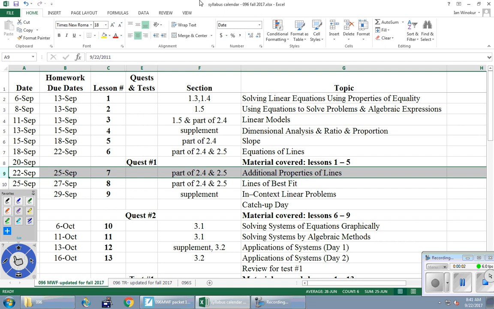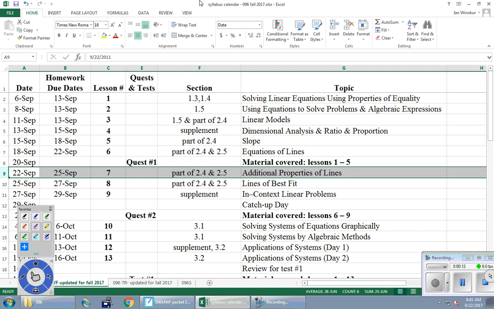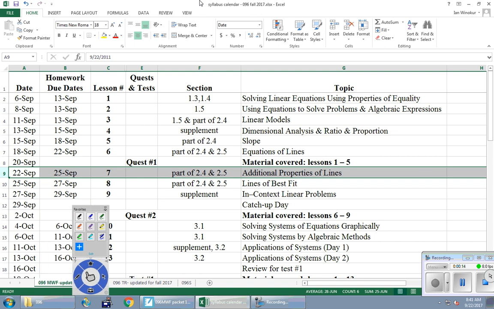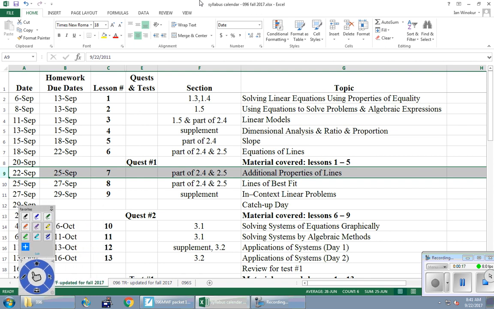So today is Friday. It's our 7th lesson of the semester. We're going to talk about additional properties of lines. Coming up, not too far into the future, is our second quest. Looks like October the 2nd, whenever that is, like a week and a half-ish. So that will be here before we know it. But anyway, today we do additional properties of lines.